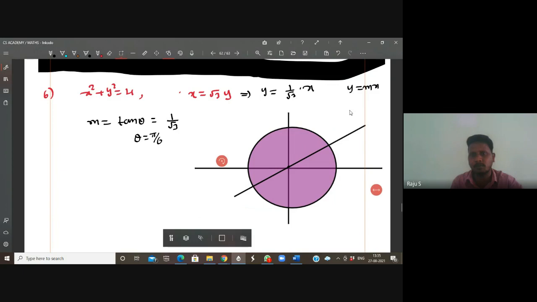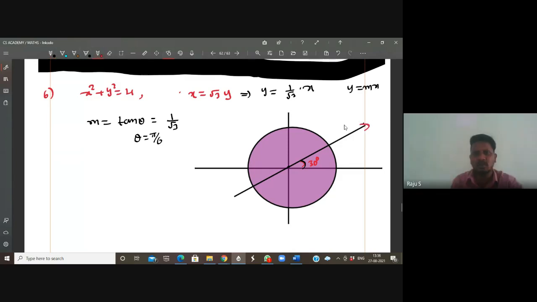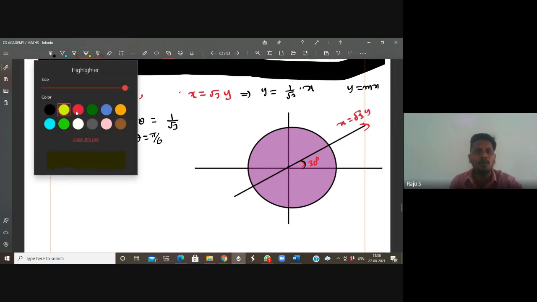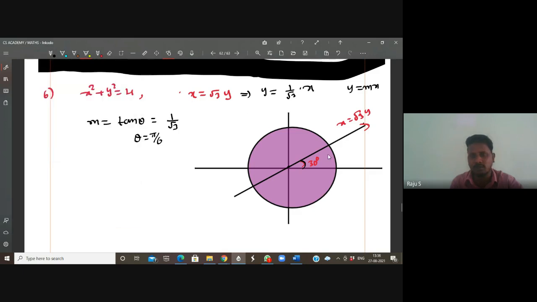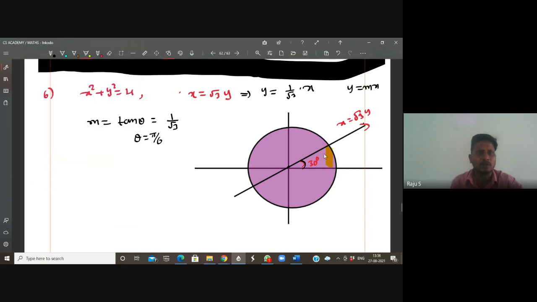You can consider this is the given line, 30 degrees. No need to mention the 30 degrees and all here, simply you can draw the line also. So the line equation is x is equal to root 3 y. We have to find the area here. We have to find this area.